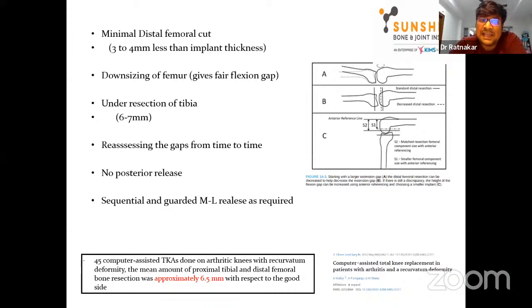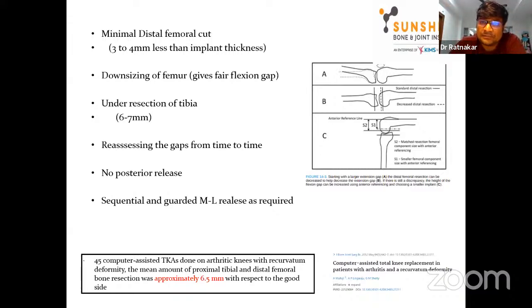You have to reassess the gaps from time to time. Suppose you do your tibia cut and extension cut, you have to reassess your gaps at that stage. Or if you start with gap balancing, where you do the first tibia cut, reassess your gaps, and then take your call. And keep in mind that no posterior release has to be done, and only sequential and guarded medial lateral release if at all required.